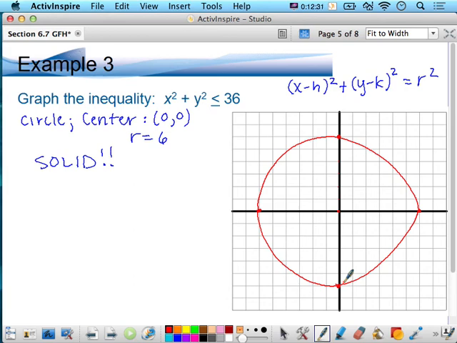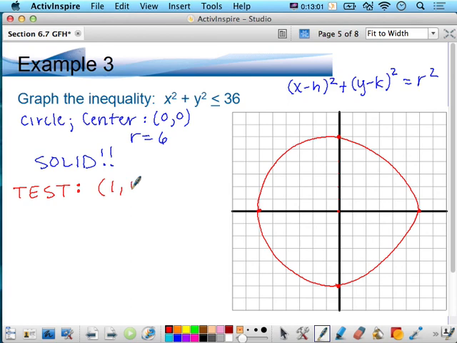Anyway, I need to decide whether to shade inside that circle or outside the circle. Since we can't easily get y by itself, the best thing to do is just to test a point. You can pick any point. I usually pick a point inside the circle. Could you test the center? Yeah, you could test the center. So you could use 0, 0, or you could use 1, 1. It doesn't really matter. Let's just test 1, 1.